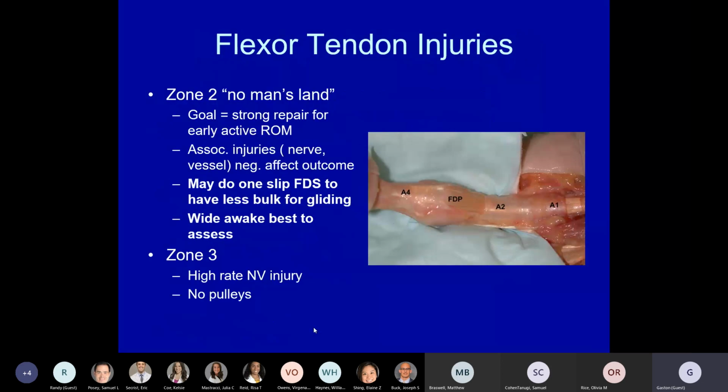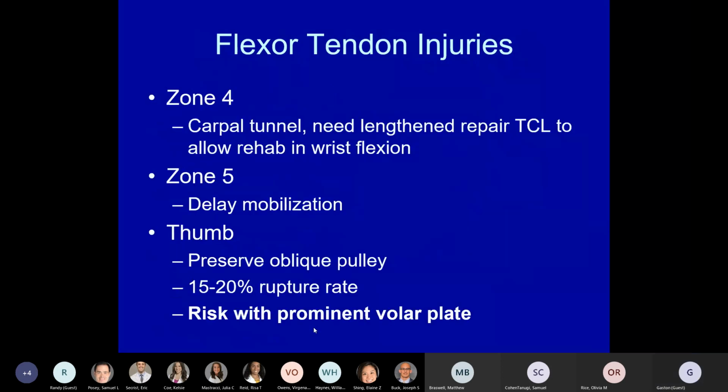Zone 2, flexor tendon repairs. That's in the pulley system. The goal is obviously to get active motion protocol. Things that have been asked before. If you have too much bulk and it doesn't glide well, what's the next step? It's to resect 1 slip of the FDS. That debulks it so it can glide better. What's the best way to assess the tendon gliding and the quality of your repair? I already told you, wide awake surgery is the answer for that.